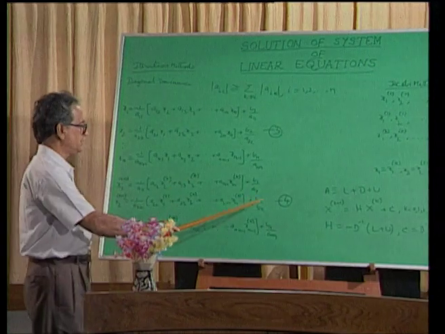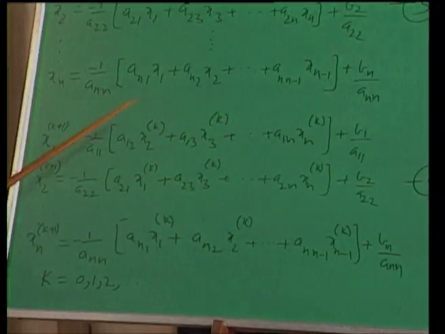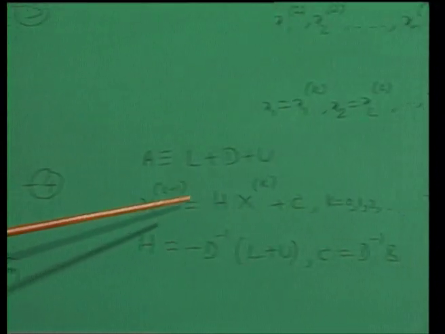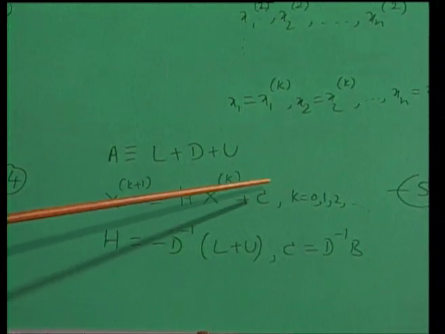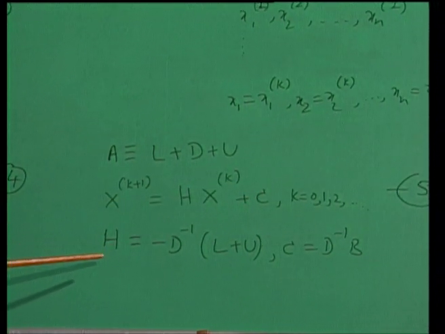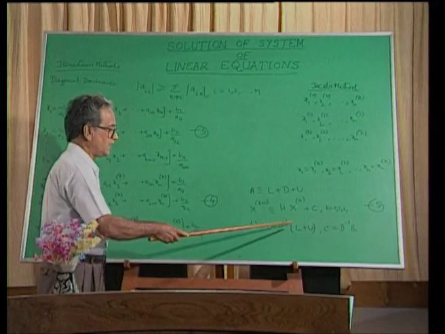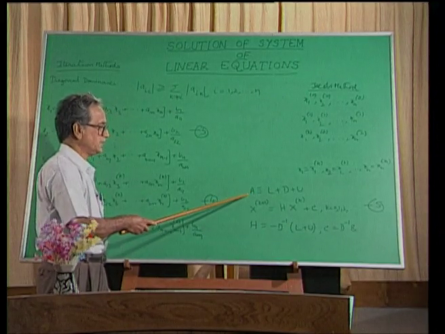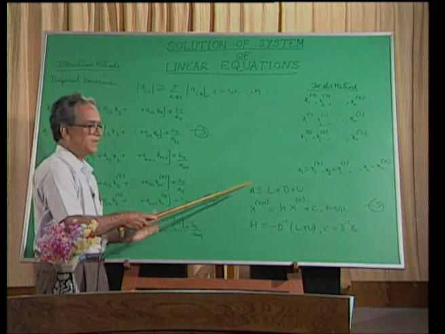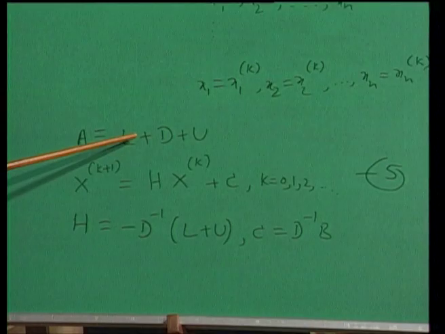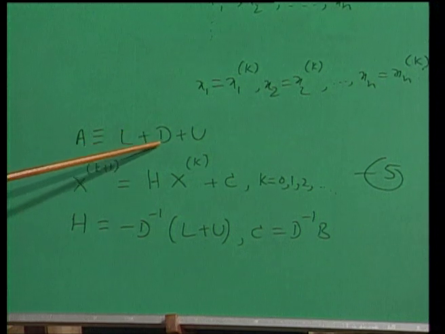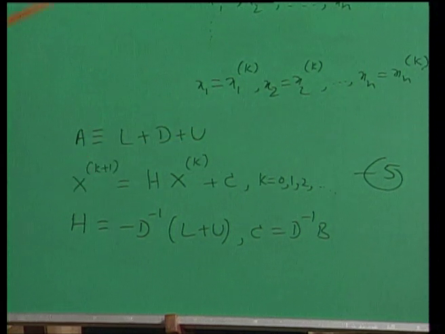Now, in matrix notation, this Jacobi iteration scheme can be written like this: xk plus 1 is equal to H into xk plus c, where H is called the iteration matrix, it is minus D inverse, etc., where this L, D and U are nothing but the coefficient matrix A split and written as the sum of the lower triangular matrix, diagonal matrix plus the upper triangular matrix.